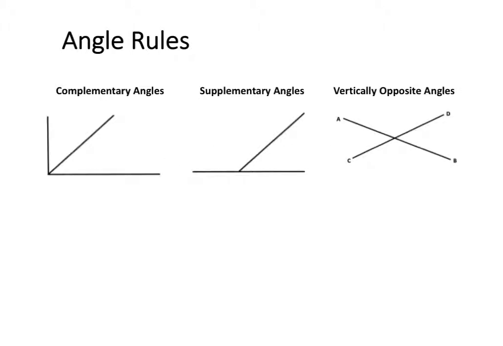In this video, we're going to have a look at some of the simple angle rules that we can use in determining whether two shapes are similar in writing the proofs. So my first rule is complementary angles.